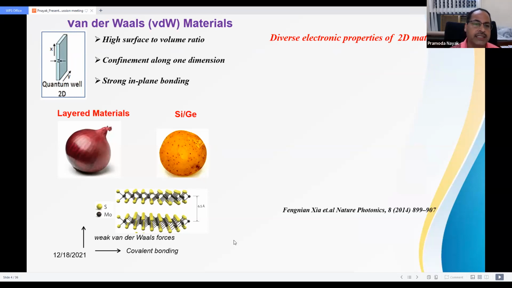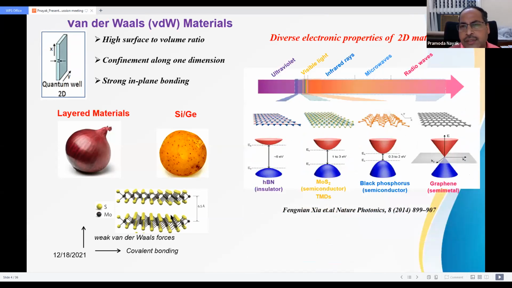When you talk about a conventional semiconductor like silicon or germanium, it is just like a potato type of structure, whereas a two-dimensional or layered material is just like an onion or cabbage type of structure. So you can cleave layer by layer. Here you can see a schematic of a TMD, MoS2, where the molybdenum atom is sandwiched between two sulfur atoms. In-plane bonding is strongly covalent, out-of-plane bonding is the weak Van der Waals force. So we can cleave layer by layer, and we can get a single layer or a few layers.